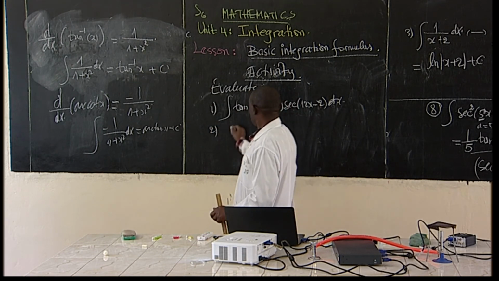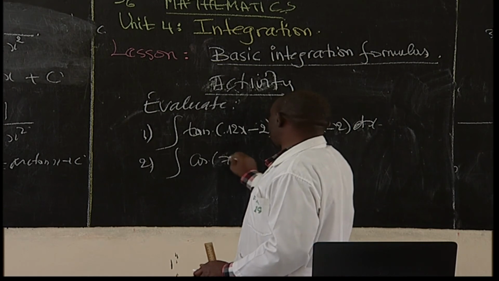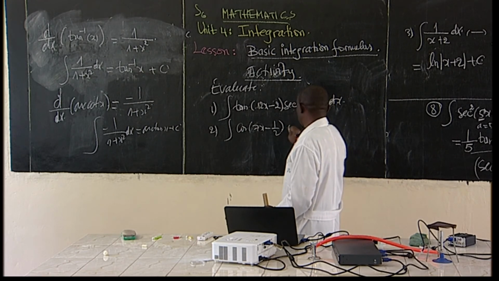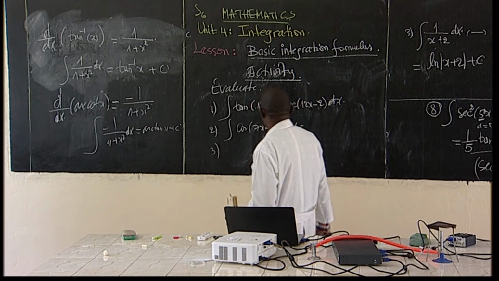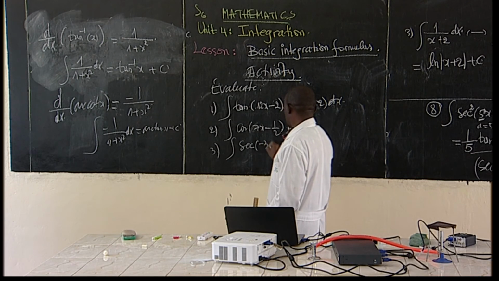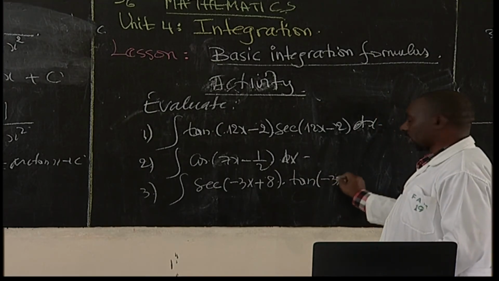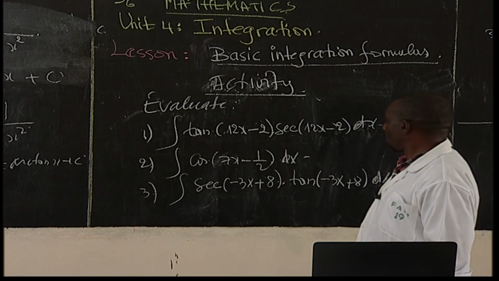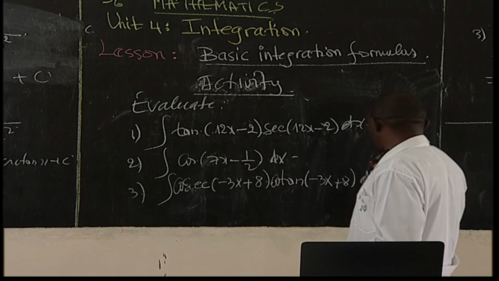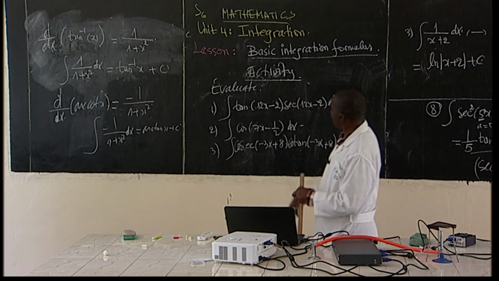2, integral of cosine 7x minus a half dx. 3, integral of sec minus 3x plus 8 tan minus 3x plus 8 dx. And I have a sec and tan. Oh, let me change. I put cosec and cotan dx. Okay. So you can do these three exercises.